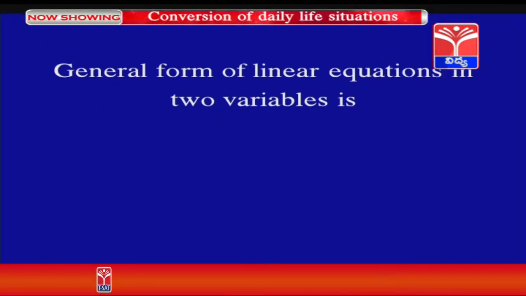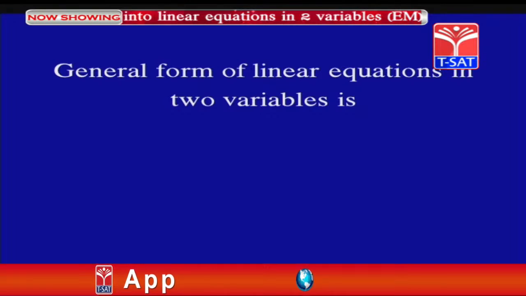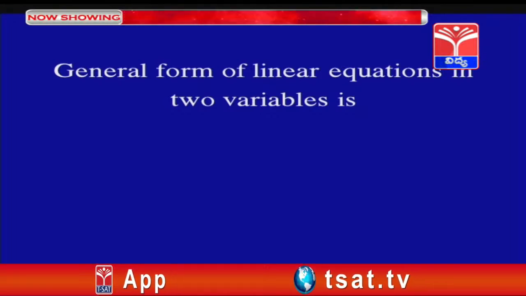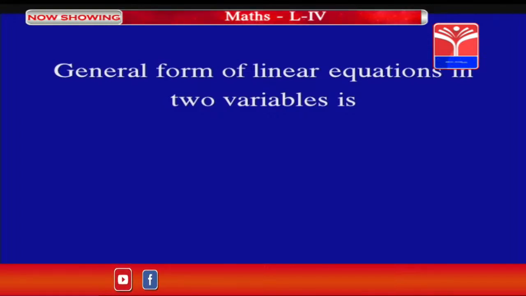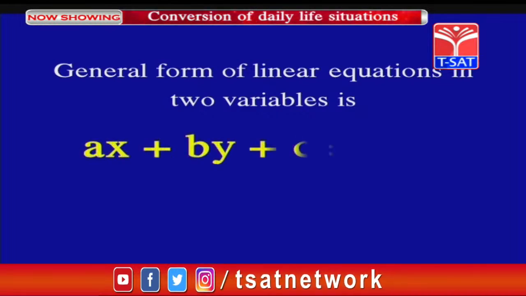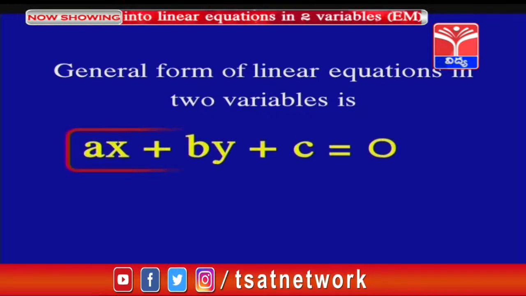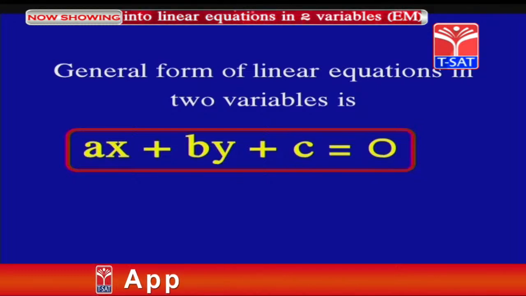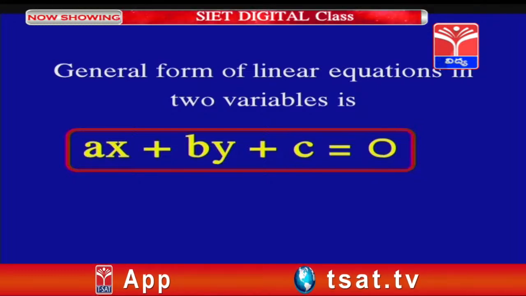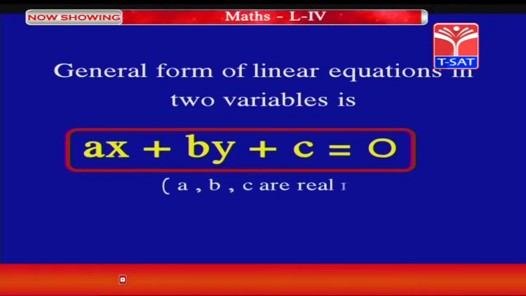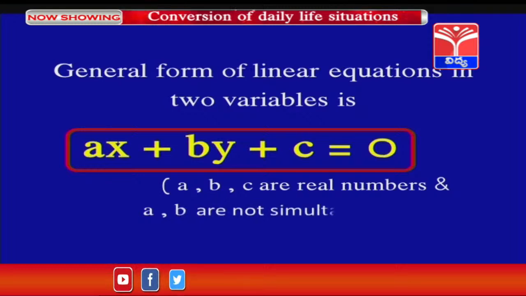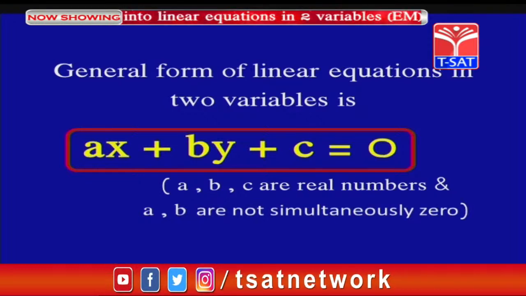Just before, we learnt what a linear equation in 2 variables is. Now, we will discuss the general form of linear equations in 2 variables, that is ax plus by plus c is equal to 0. It is called the general form of the linear equation in 2 variables, where a, b, c are real numbers and a, b are not simultaneously 0.